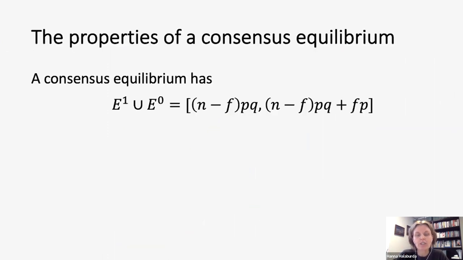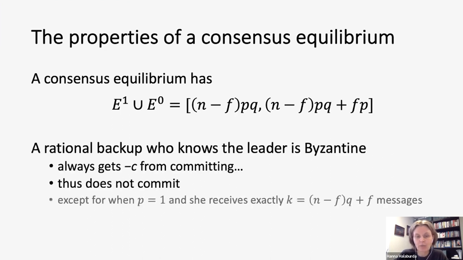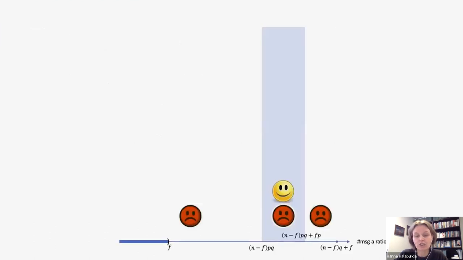Based on those inferences, we can derive the properties of the consensus equilibrium. We find out that rational nodes are going to commit only if they receive messages within the band that come from a rational leader, so consistent with a rational leader. And it comes from two properties. First, a rational backup who knows that the leader is Byzantine is not going to commit because it's going to perceive payoffs of minus C. And this we show by iterated deletion of dominated strategies. And Jason, I'm happy to talk about it in the Q&A.